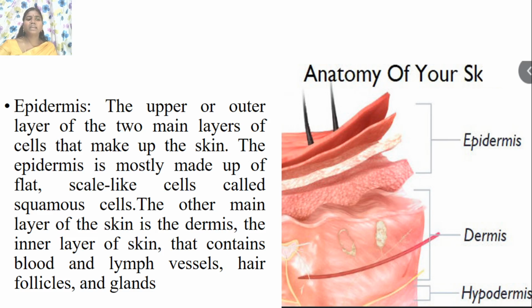The other main layer of the skin is the dermis, the inner layer of the skin that contains the blood and lymph vessels, hair follicles and glands. Here you can see the three regions: epidermis, dermis region and hypodermis. This is the anatomy of our skin.